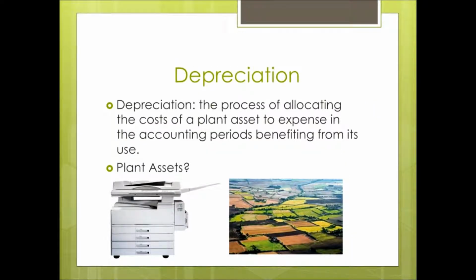Today we're going to start with a simple topic of depreciation. First I just wanted to make clear what depreciation actually is. Depreciation is a process of allocating the cost of a plant asset to expense in the accounting periods benefiting from its use. So what that really means is, let's say we have a plant asset. We want to make sure that we're allocating how much we're benefiting from it by using it over certain years.